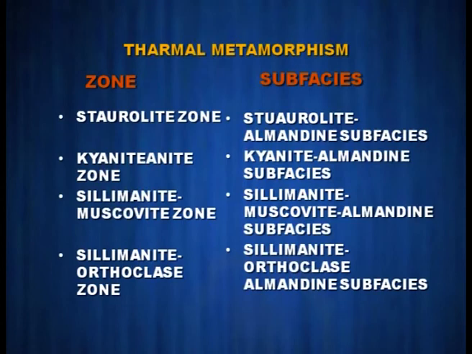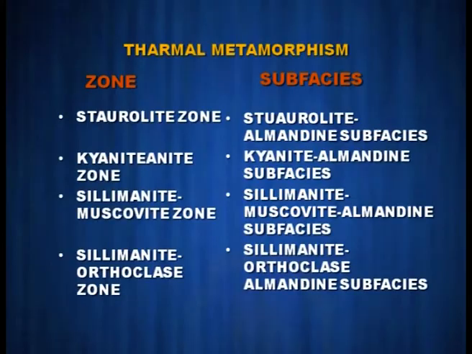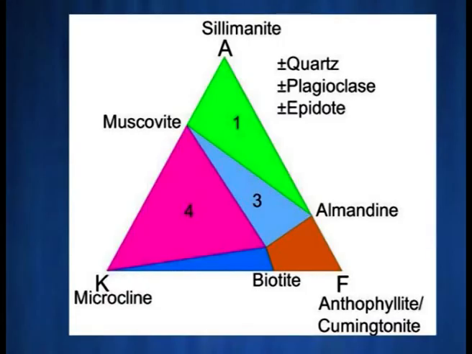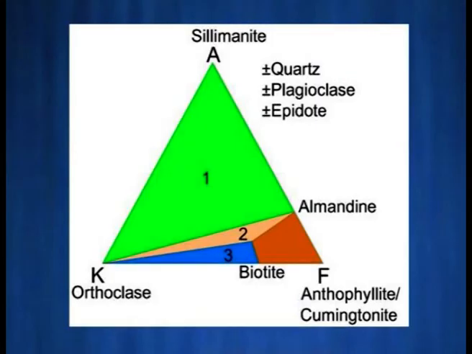Disappearance of andalusite and cordierite distinguishes pelitic assemblages of the amphibolite facies from those of the hornblende hornfels facies of lower pressure thermal metamorphism. Metamorphic zones and subfacies. The amphibolite facies is divided into 4 different zones, that is your staurolite zone, staurolite almandine subfacies; kyanite zone, kyanite almandine subfacies; sillimanite muscovite zone, sillimanite muscovite almandine subfacies; and sillimanite orthoclase zone, that is also known as sillimanite orthoclase almandine subfacies.